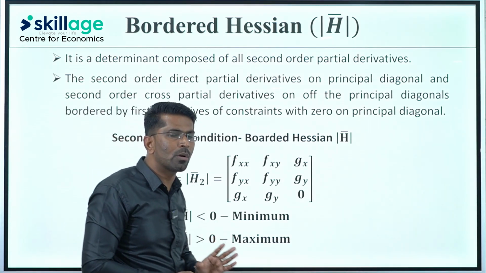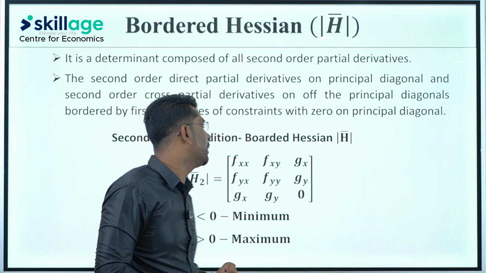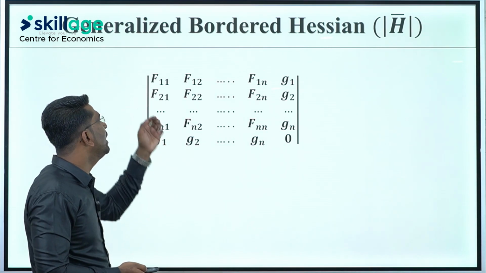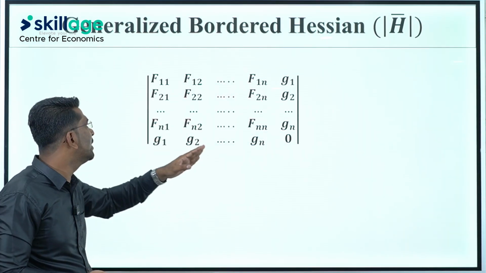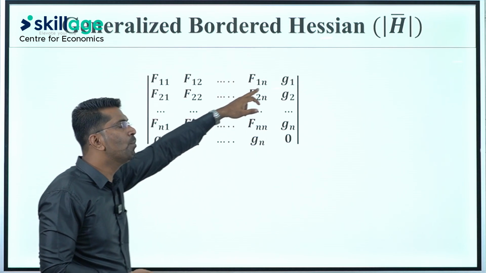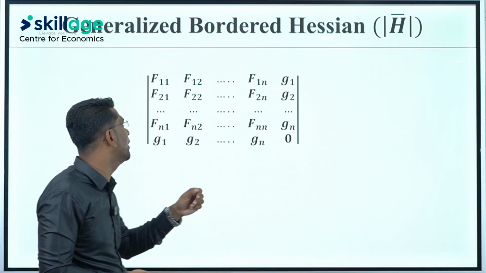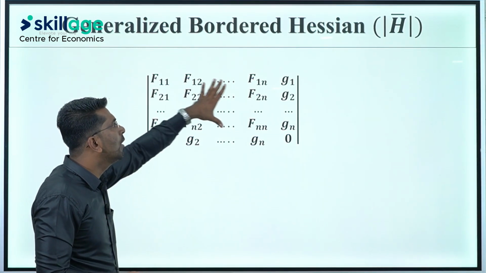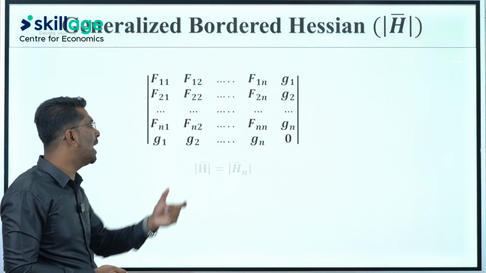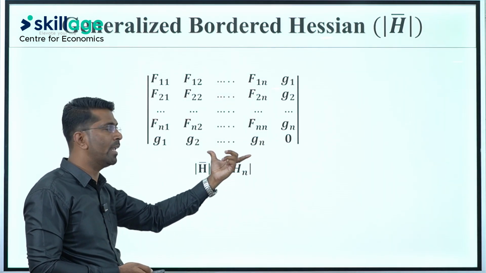Of course, the bordered Hessian is utilized when we have a given objective function which we want to optimize subject to the given constraint. If you go for the generalized bordered Hessian, that means when we have more than 2 variables, the bordered Hessian will become f of 1 1, f of 1 2, up to the n derivative, then bordered by g of 1, the first order derivative of the constraint, and similarly up to n. This is a complicated case, especially the generalized bordered Hessian matrix. The bordered Hessian can be extended to n numbers of variables.